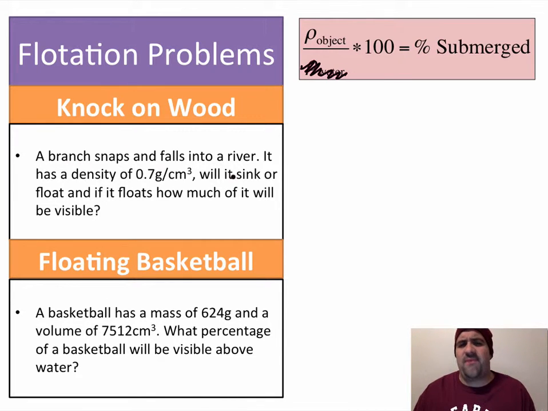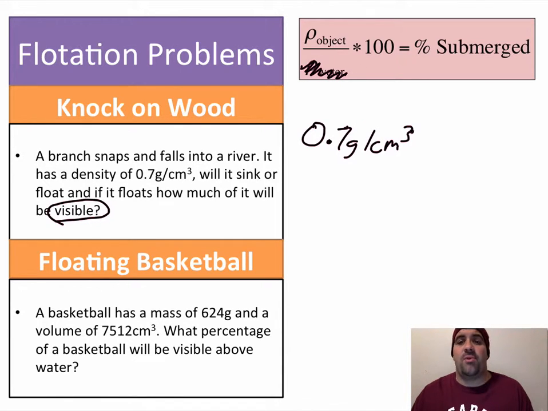So a branch snaps and falls into a river. That branch has a density of 0.7 grams per centimeter cubed. Will it sink or float? Well, it will float. It is less dense than water. Its density is less than 1, so it will most definitely float. How much of it will be visible? We know that if we take the density of an object and multiply it by 100, that tells us the percent submerged. 0.7 times 100 equals 70%.